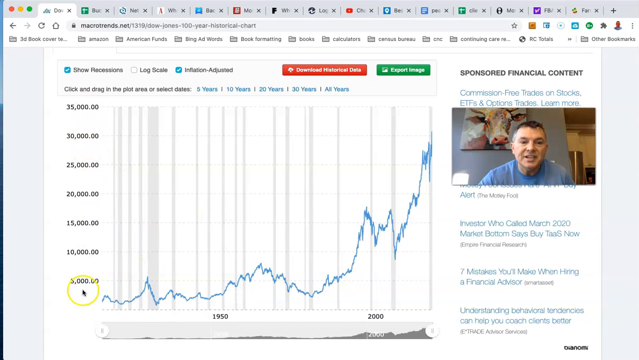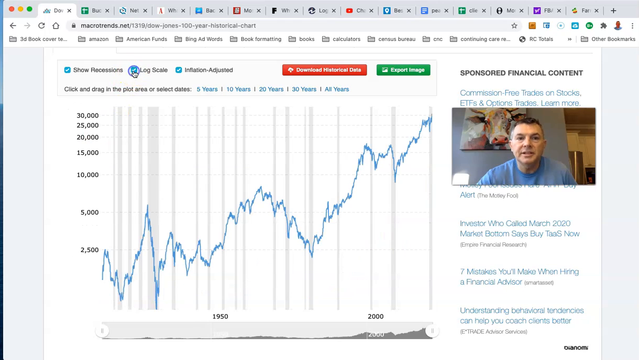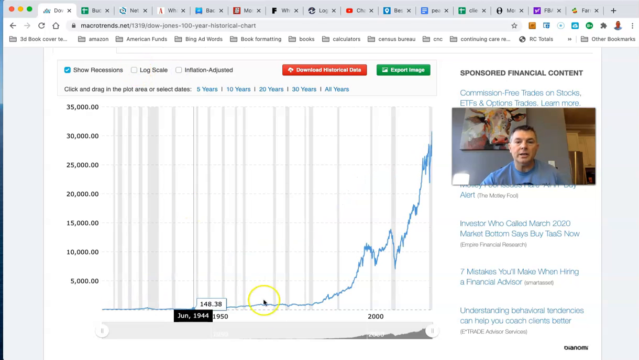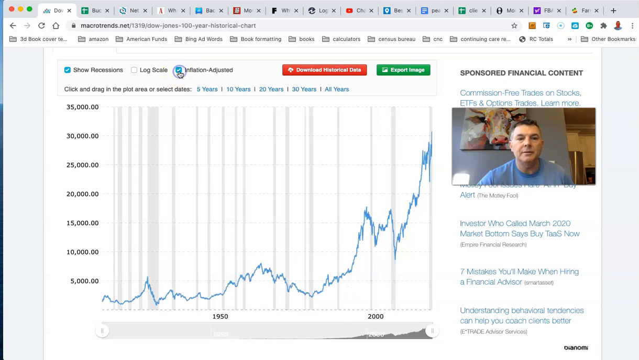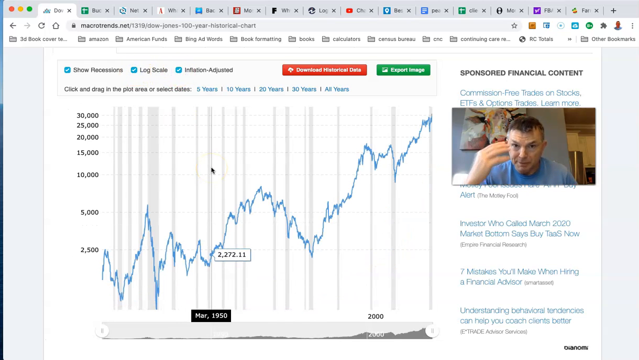From a percentage perspective, which is all that matters when it comes to investing, the log scale is what you need to see. All you care about is percentage. It's kind of like if you don't adjust for inflation. If we don't adjust for inflation and we don't go to log scale, whoa, look at that. If I wasn't invested here, I made no money. No, you have to adjust for inflation and you have to use a log scale. The percentage is what matters. The actual dollar amount does not.